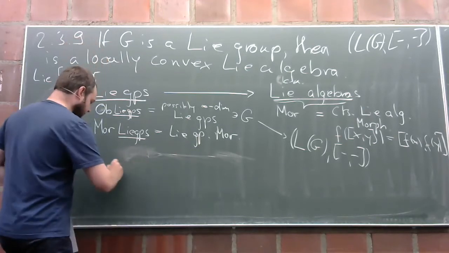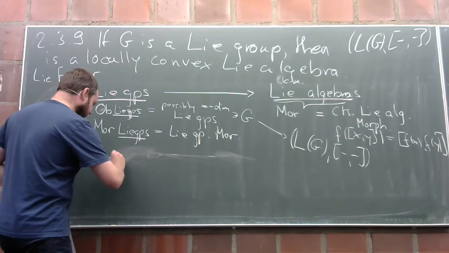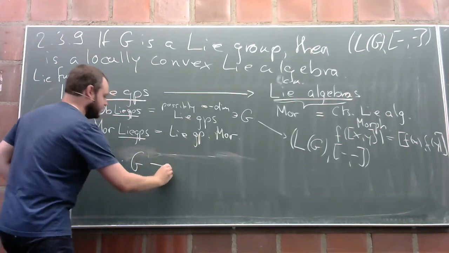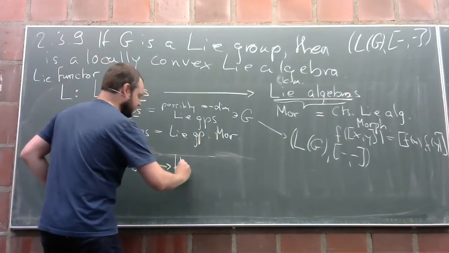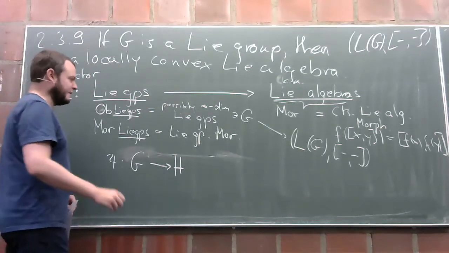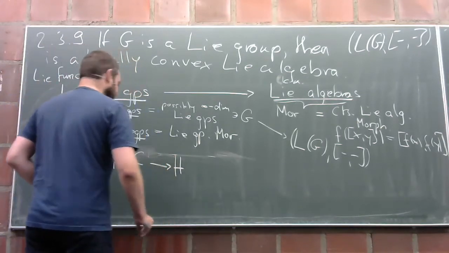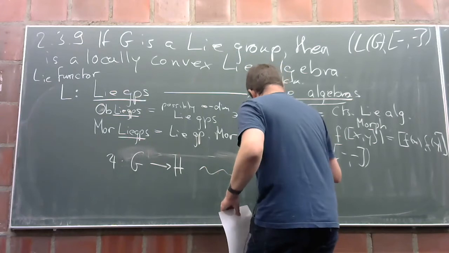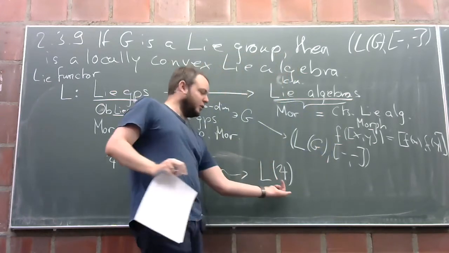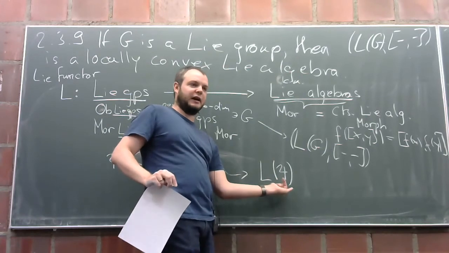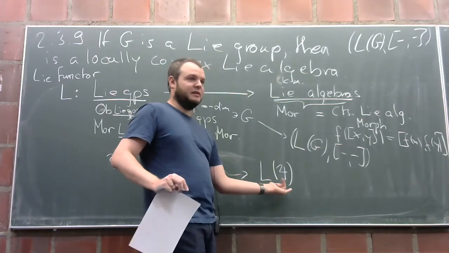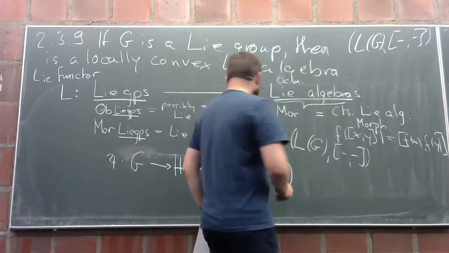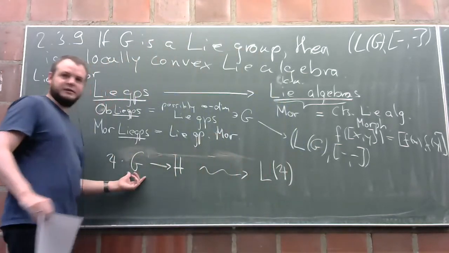So let's assume for a moment we have a Lie group morphism. Let's call this psi. The Lie group morphism is a nice smooth group homomorphism from a Lie group G with values in a Lie group H. And so I want to define now a Lie algebra morphism we call L of psi. So this should be what the functor does on psi. And on one hand, this is a covariant functor.